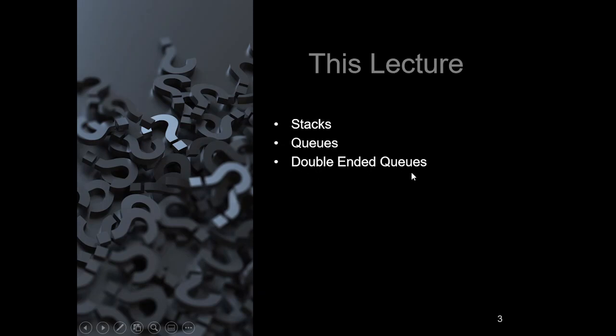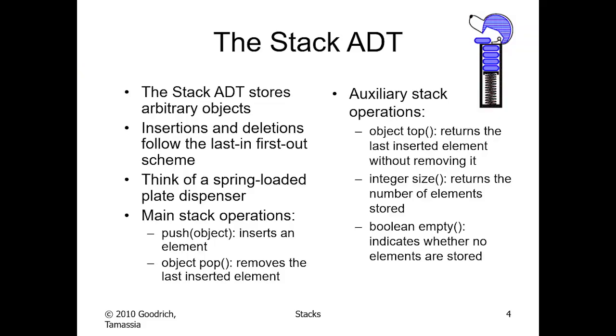A double-ended queue is similar to a queue, but it is a double-ended queue. That means the operations that can take place in a queue, those operations can take place at both ends of a double-ended queue. So we will study what a double-ended queue is. So let's get started. So first of all, let us talk about the stack data structure.